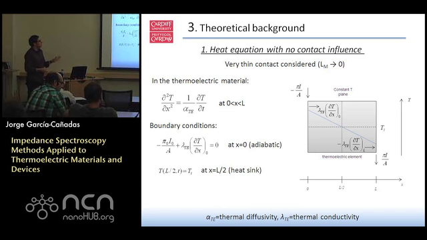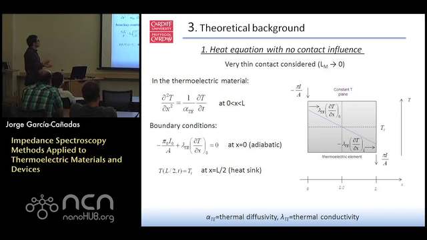I'm going to show you the solution or the manipulation of the heat equation under two approaches. The first one is the heat balance with no contact influence. We'll assume a very thin contact here. For example, if you spread a bit of silver paint, you easily get this approach.